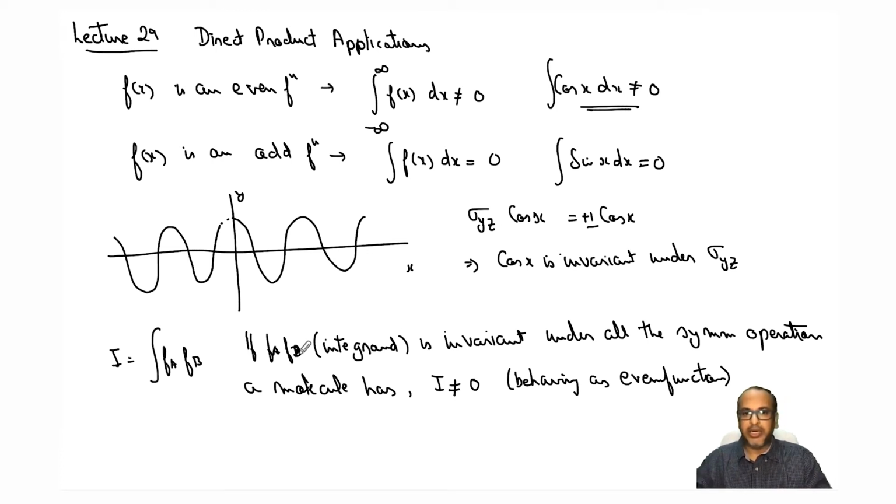Similarly, the integrand is invariant under all the symmetry operations. Here the symmetry operation we chose was only sigma YZ, but here we are saying that if the integrand is invariant under all the symmetry operations, then I will not be equal to 0. Otherwise, if it is variant, that means if it changes by application of a symmetry operation, then the integration will straight away go to 0. It is a very useful thing in quantum mechanical problems, whether an integration will vanish or will not vanish. So we will see that.